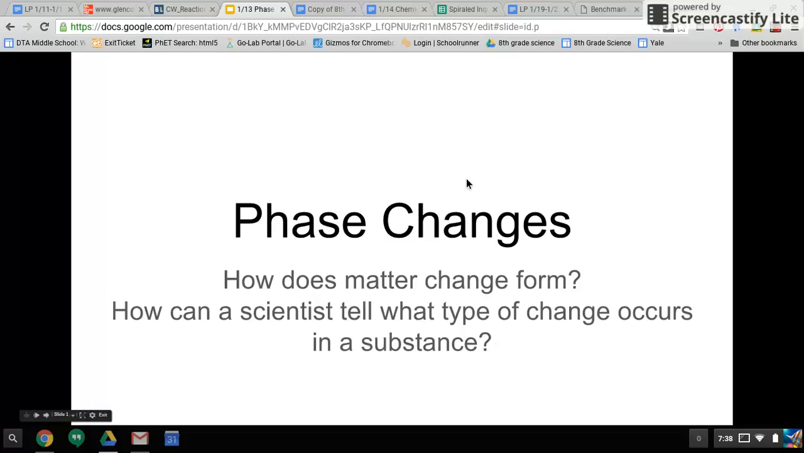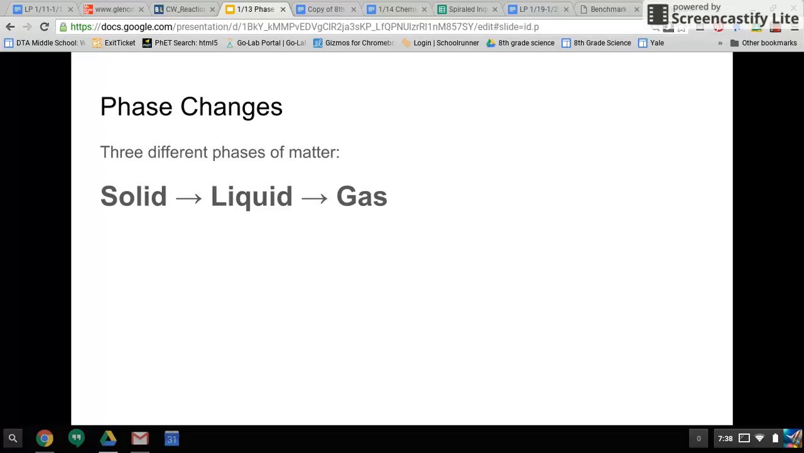All right, so today we're going to start talking about phase changes, and our main questions are: how does matter change form, and how can a scientist tell what type of change occurs in a substance? There are three different phases of matter, solid, liquid, and gas, and transitioning from each one is called a phase change.